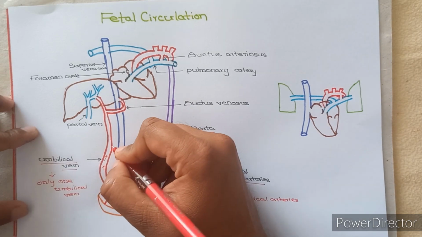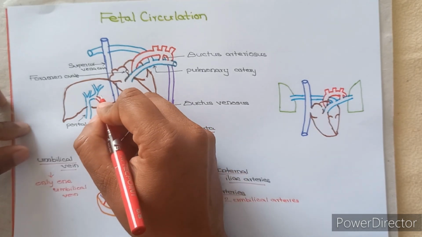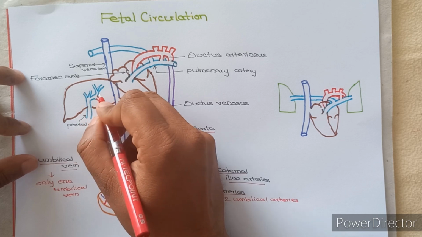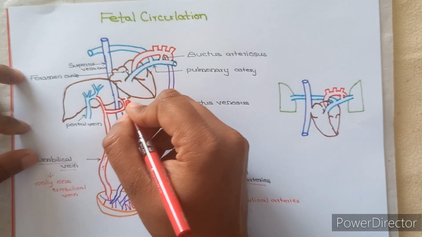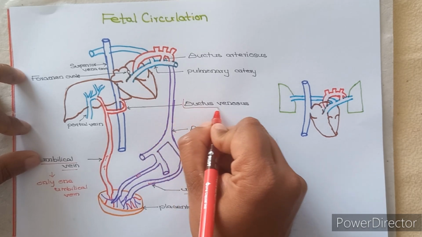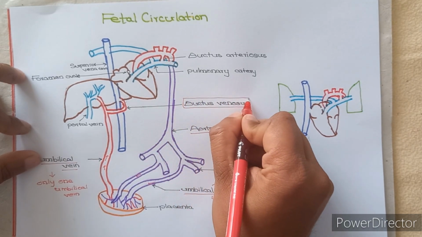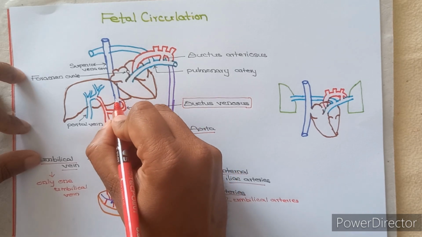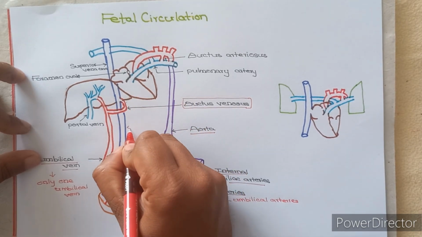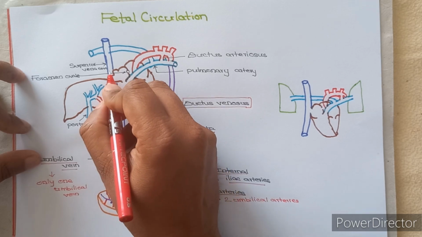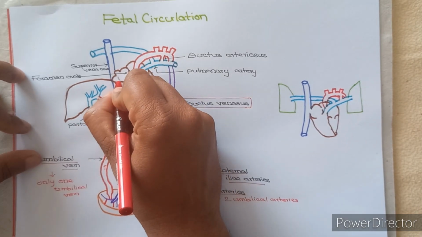Once the blood reaches the umbilical vein, it goes to the liver. Here only a small amount of blood goes to the liver sinusoids, and the majority of the blood bypasses the liver through a special channel called the ductus venosus. This channel bypasses the liver and drains into the inferior vena cava. This is our inferior vena cava. From the inferior vena cava, the blood drains into the right atrium.